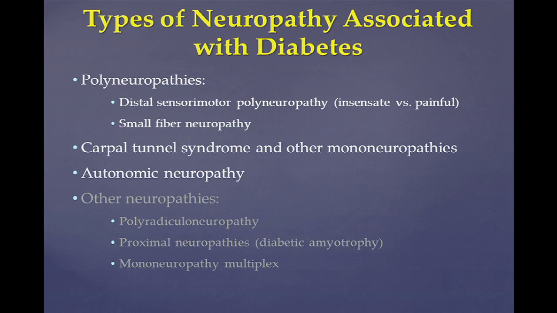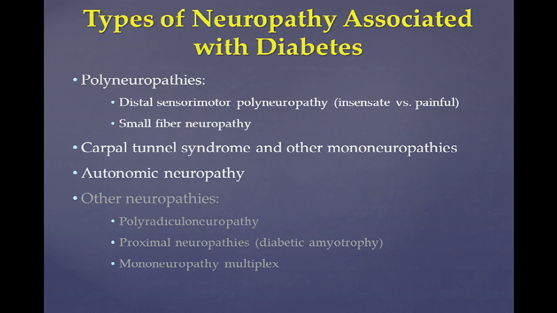Sometimes patients can have something called a small fiber neuropathy, which is just a painful neuropathy that does not have significant sensory loss. Carpal tunnel syndrome often presents with symptoms in the hands, and there are other focal mononeuropathies. So this is a syndrome where there's just one particular nerve involved.